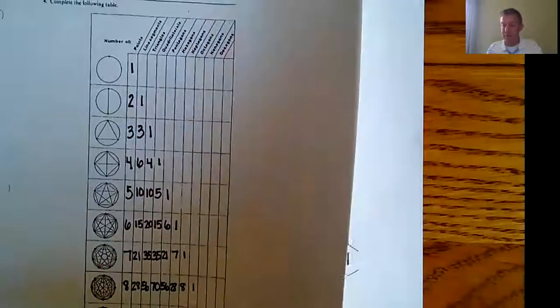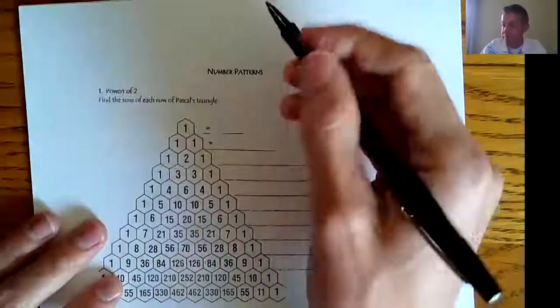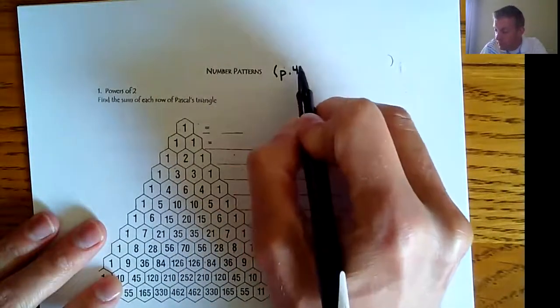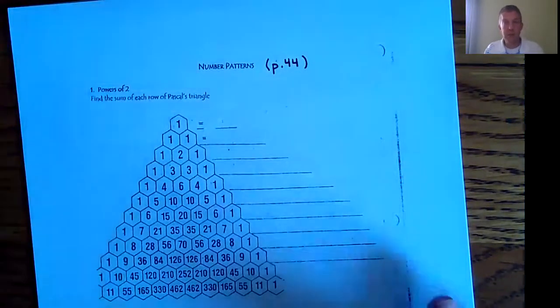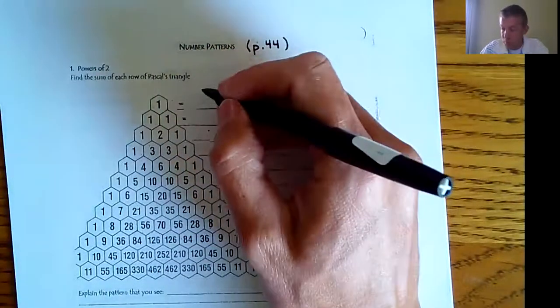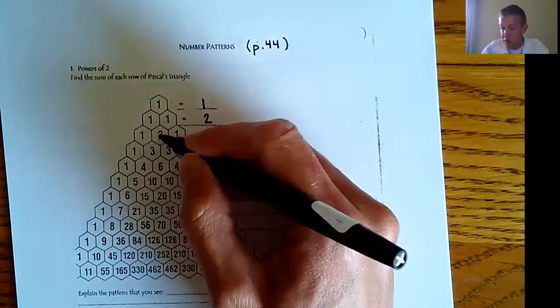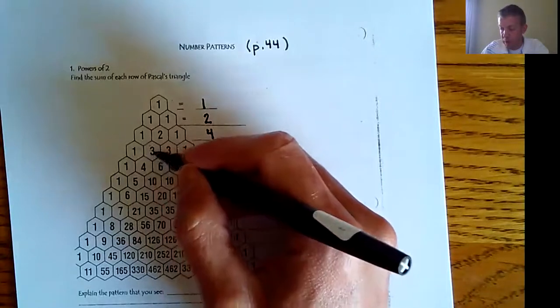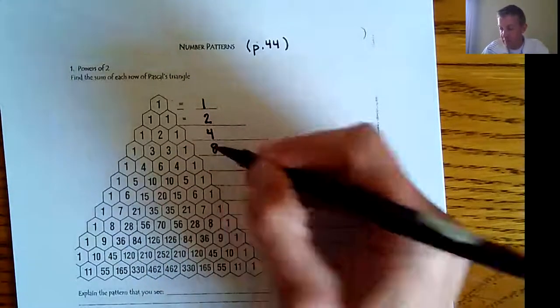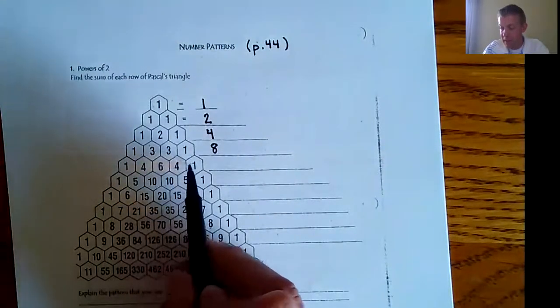All right, moving right along. Number patterns. This is page 44 now. Find the sum of each row of Pascal's triangle. Let's just do this one together. So the top row is just 1. 1 plus 1, that's 2. 1 plus 2 is 3, plus 1 is 4. 1 plus 3 is 4. This is going to end up being 8. This one's going to be 5, plus 10 is 15, plus 1 is 16.